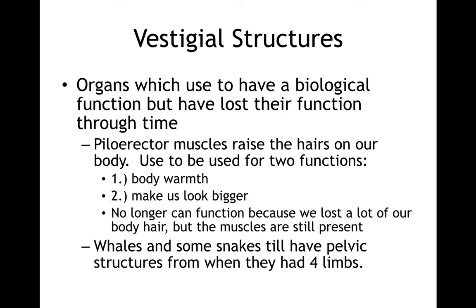So some good examples are the piloerector muscles in our skin. These raise the hairs on your body. For example, the hairs on your arm or the back of your neck. You may have been at a concert and particularly got excited when a particular line got sung and you felt the hairs in the back of your neck stand up. Or you might have been in a situation which was very scary, maybe at a movie or maybe something actually was happening to you, and you felt the hairs on your body stand up.